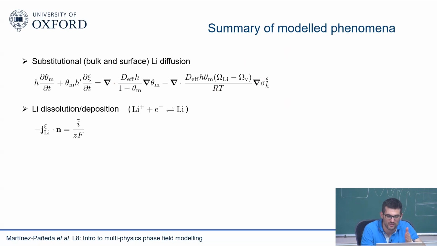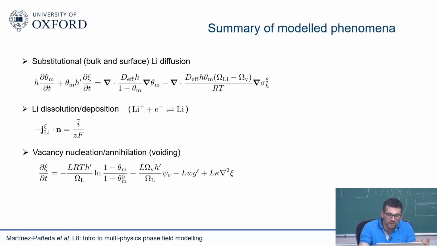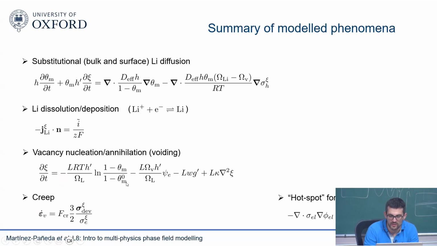So we have a flux that is going one direction or the other, depending on whether you have plating or stripping. The voiding process, the evolution of voids, which we assume is due to vacancy nucleation or annihilation, that is captured through the phase field model. And all the couplings come to this derivation of the Helmholtz free energy. And then the creep model, the mechanical behavior based on creep, where we calibrated those parameters based on experiments.